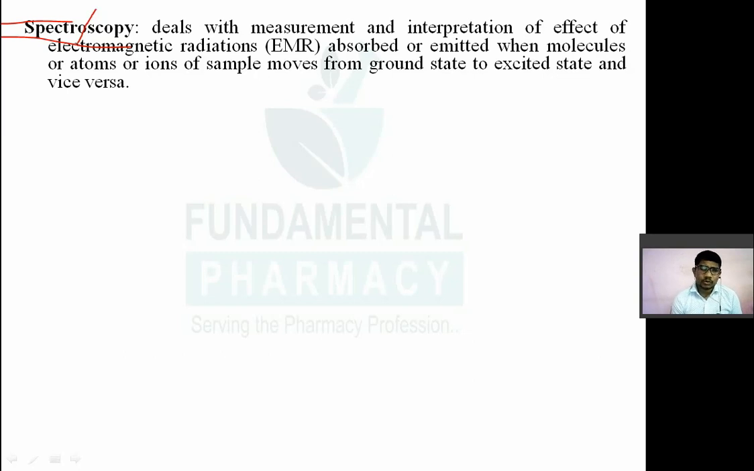So what do you mean by spectroscopy? Spectroscopy deals with the measurement and interpretation of the effect of electromagnetic radiations that are absorbed or emitted by a molecule. You have some kind of compound, organic, inorganic or any compound. When a particular kind of radiation is passed on that compound, there are different chances. The compound may absorb a few of the radiations, it may deflect that radiation, or it may transmit that radiation.